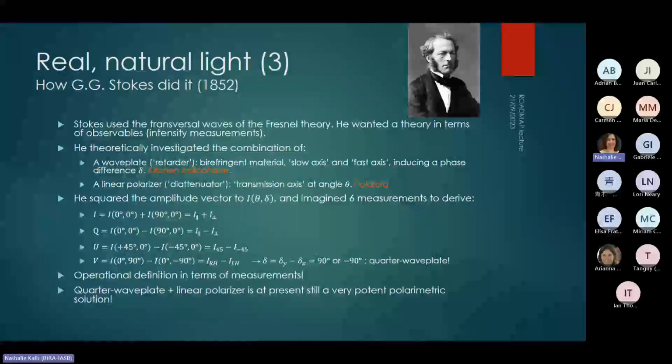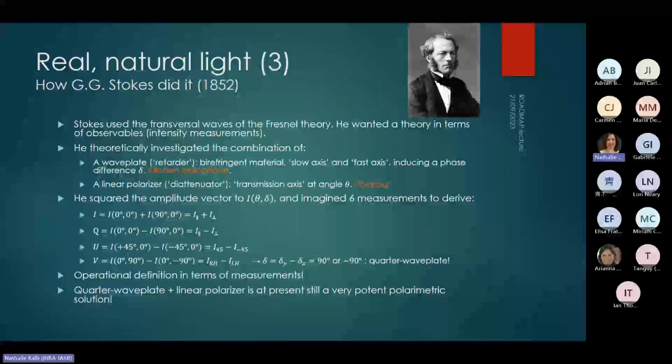This is Stokes. He wrote a paper about it in 1852. He did it in a completely different way because he had no access to the Maxwell theory. Maxwell started doing his papers about 10 years later. So he used the old Fresnel theory, transversal waves. He did a lot of stuff and he arrived at an operational definition of the Stokes vector. It's 6 measurements actually in total.